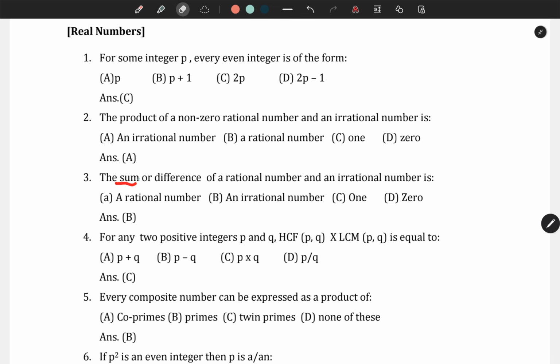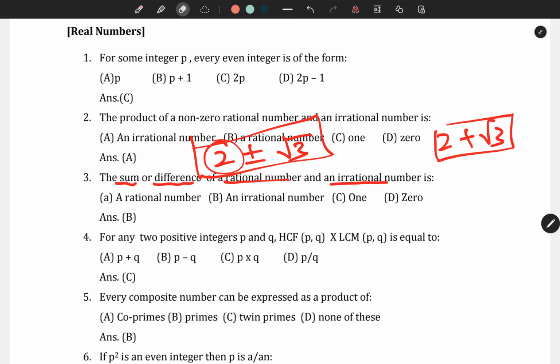If you look at the next question: the sum or difference of a rational number and an irrational number. Sum or difference means we add or subtract. If this is a rational number and we add an irrational number, say root 3, then adding or subtracting a rational with an irrational is always going to be irrational. In this case, 2 plus root 3 will remain as 2 plus root 3, and since we have a root number, we know it is an irrational number. So the sum, difference, or product of a rational with an irrational is always an irrational number.